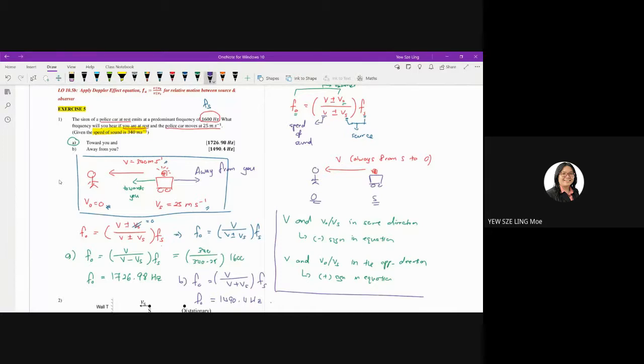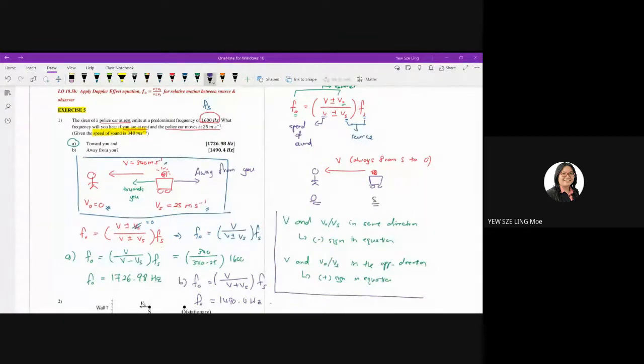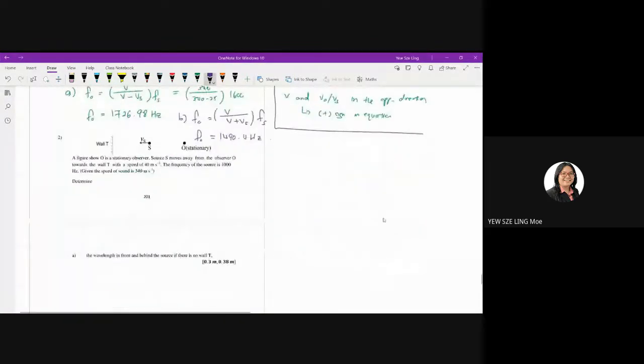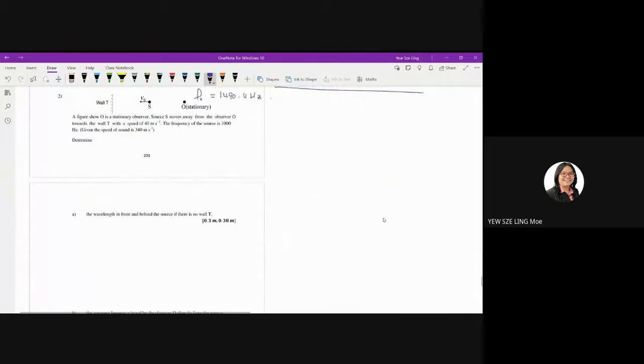Okay, so now let us continue. The last question now. This question is a bit tricky. So how are we going to solve this type of question? Question 2: a figure shows O is a stationary observer. So now you have a stationary observer right here. A source moves away from the observer and moves towards the wall.